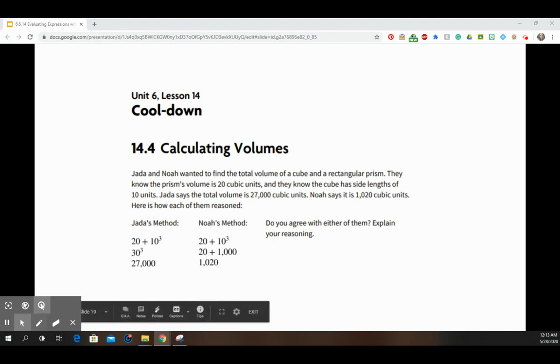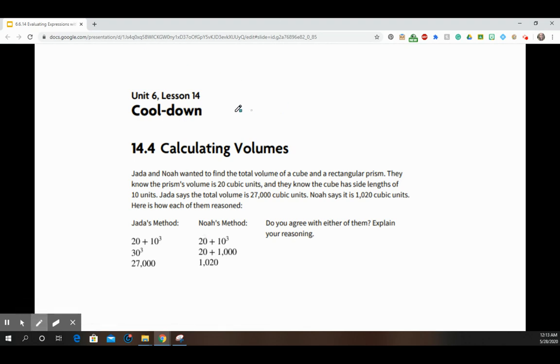Okay, it's important for you to note here that the value they're giving you is the prism's volume. They're giving you the volume. You don't have to solve for the prism's volume. For the cube, they're giving you the side length, okay? So for the cube, you are going to have to solve for the volume. All right, so make sure you're paying close attention to that as you solve. Go ahead and solve that on a scratch sheet of paper. When you're done and ready, you're going to bring that over to the exit ticket.